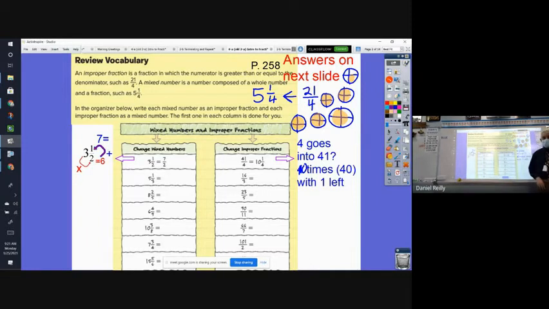Going the other way, if you have 3 wholes and you're splitting all your parts into halves, well, 3 wholes is going to be 6 of those, 3 times 2. So 6 halves makes up the 3 wholes, plus 1 more means 7 halves is the same as 3 and 1/2.